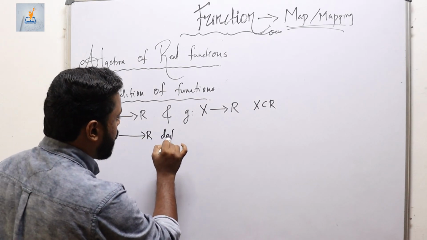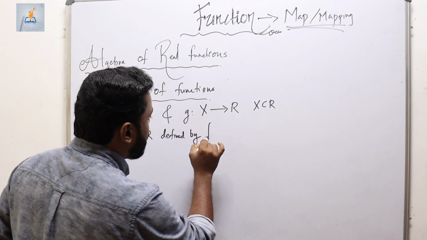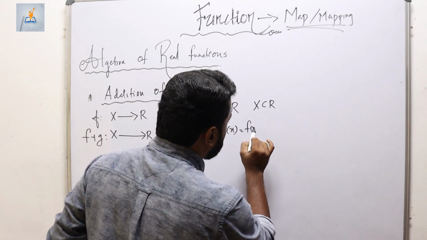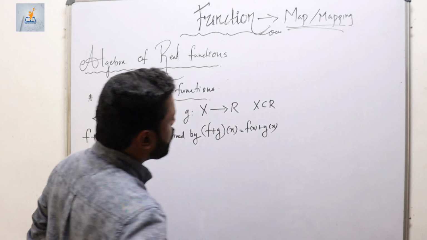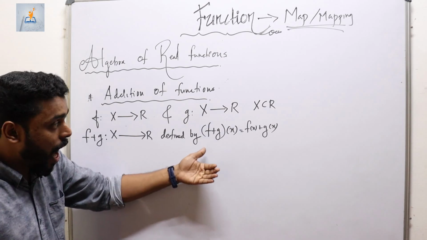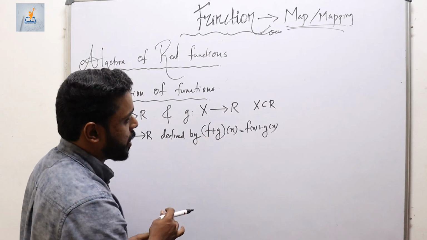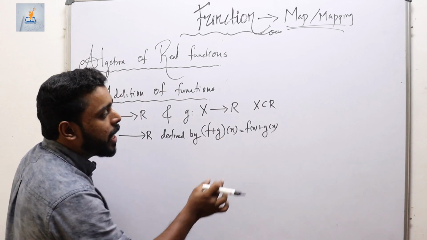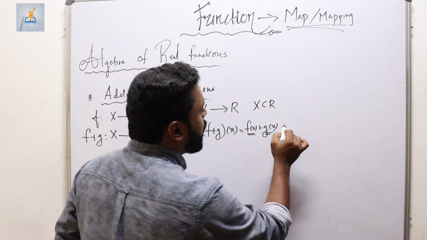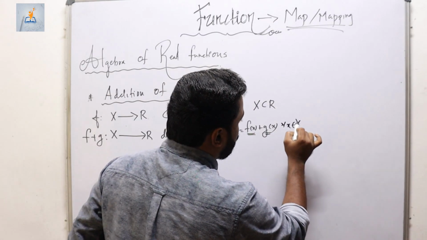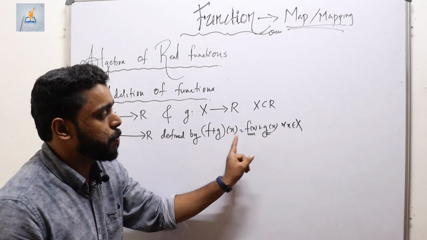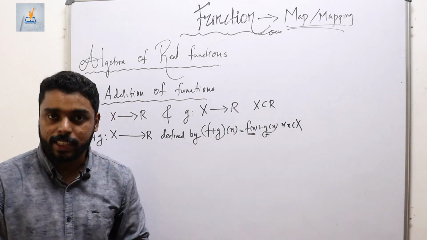and defined by f plus g of x is equal to f of x plus g of x. So this is the method we can add two functions. That is, whenever we are given two functions, we can add them just by adding the individual value of each function, where for every x in the domain, we can perform this action in order to add these two functions.